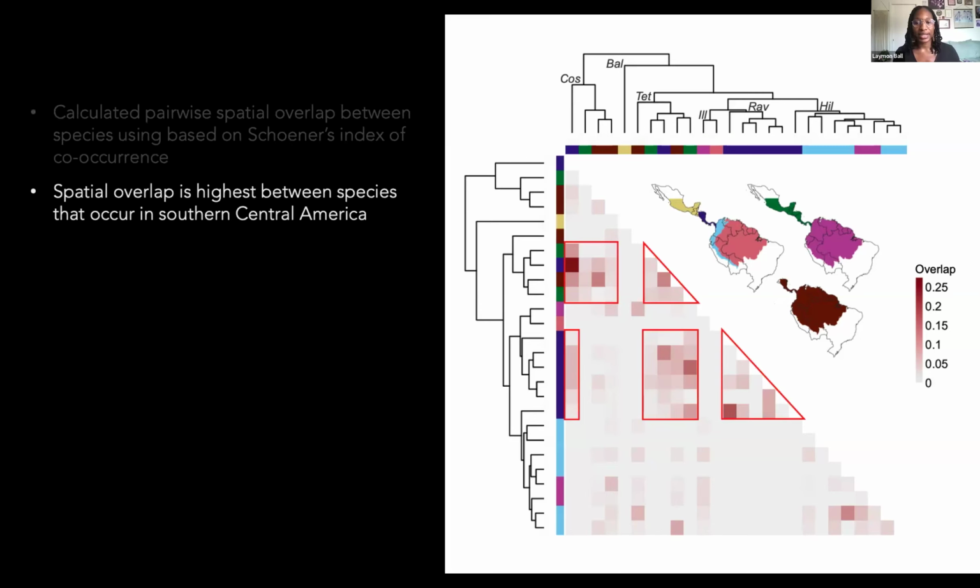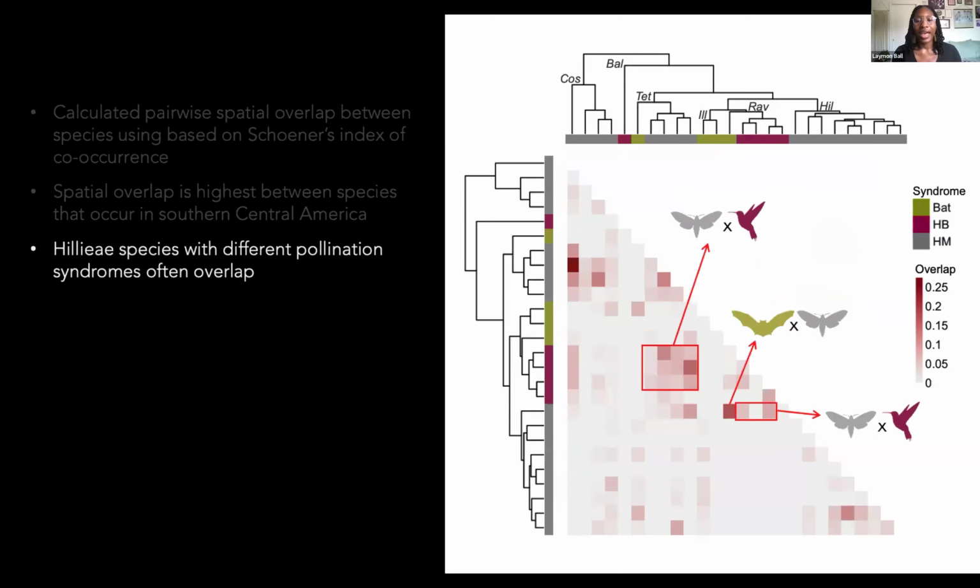And so some of those patterns came out. Here are species that occur in Southern Central America, highlighted in red. And overall, pairwise spatial overlap was pretty high among those pairs. And then species with different pollination syndromes do often overlap, but it isn't always the case.